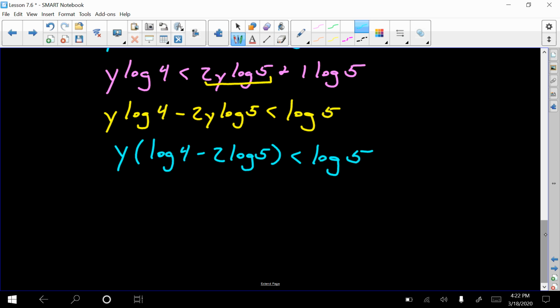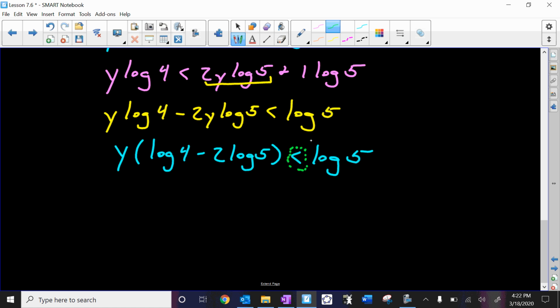About one more step, although this one we need to be very careful. Remember, we're dealing with inequalities right now. And whenever we deal with inequalities, we need to make sure that we're not dividing by a negative. Because if we divide by a negative, then we need to change our sign. So a very easy way to do this is to just check to make sure log of 4 minus 2 log of 5 is not negative.